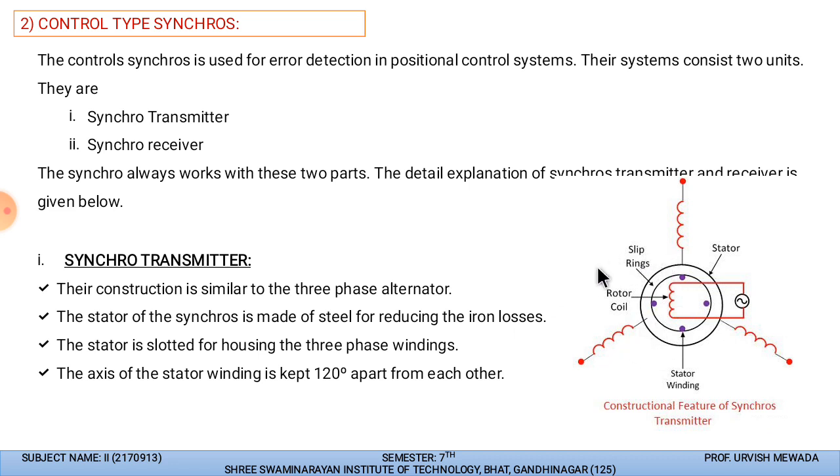And the stator is slotted, as I discussed. The stator has a teeth and slot structure, so it provides housing to the stator winding, and the axis of the stator windings is kept 120 degrees apart from each other. So from that, if we rotate this rotor, we will get three-phase output.